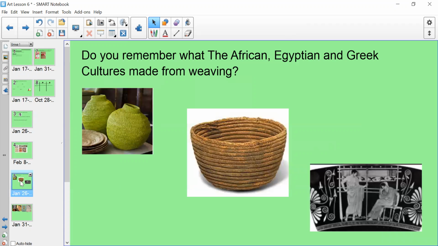Okay, then we looked at different types of weaves in different cultures. So we looked at the African culture, the Egyptian, and the Greek culture, and they made all different types of weaves. So do you think you can spot which one of these weaves are from those three cultures? Okay, so this basket was the African culture, this was ancient Egyptians, and this one is ancient Greece.